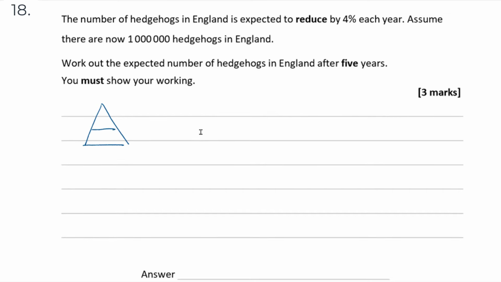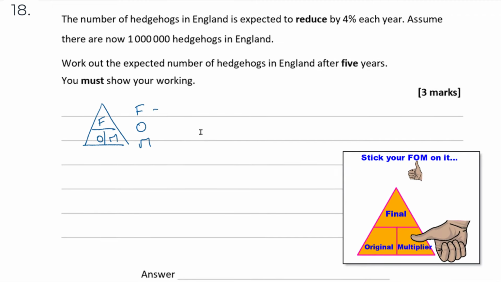Okay, so I'm just going to start off with my triangle for percentages generally, FOM, but because it's compound interest I also include the number of years as well, and that's what I need to know to work this out. So the final, that is what I want, isn't it? I want to know the expected number of hedgehogs in 5 years, so that's the final that I'm looking for. That's the thing I'm trying to find. I don't know it at the moment. What's the original? The original is the number of hedgehogs that are currently. So that is 1 million.